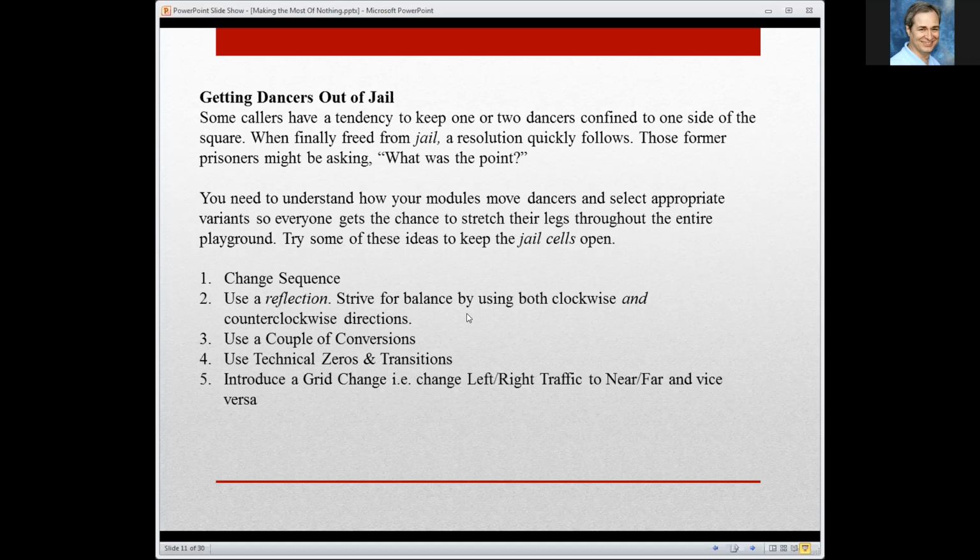What we're talking about is changing left and right traffic to near and far traffic. Near is the side that's closest to the caller. Far is the side that's farthest away. In other words, moving from the number 1 head position to the number 3 head position, or vice versa, or head wall to head wall. And left and right traffic would be sidewall to sidewall.